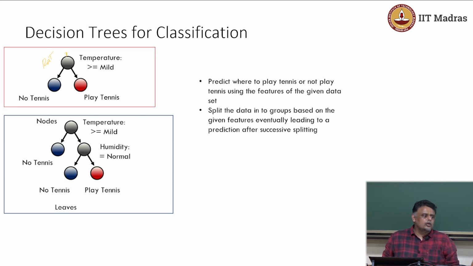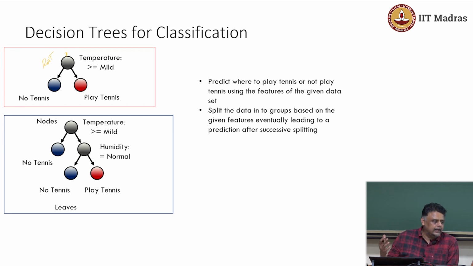What you decide is you will choose one of these features. In this case, I've chosen temperature. So you decide, if temperature is greater than mild, if it's yes, I split to the right, no means I split to the left. Based on what you see on the screen, it's the same, right and left. So we predict whether to play tennis or not play tennis.